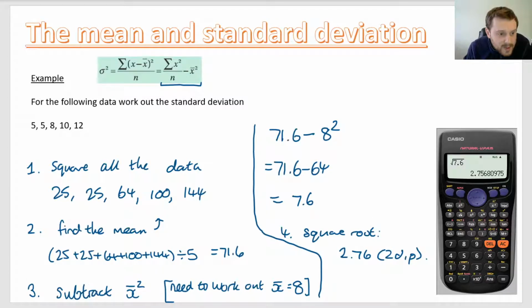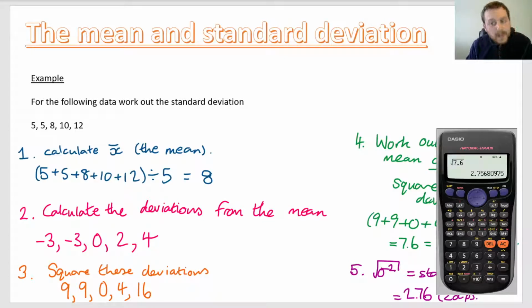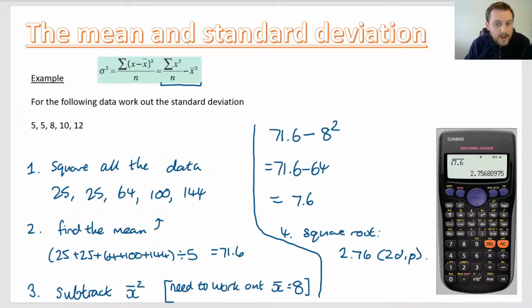Okay, is that the same answer as we got before? It is. Super. So it's just a rearranged version, but it's working out the same thing. This makes use of the squared data points, whereas the other is making more use of the squared deviations.